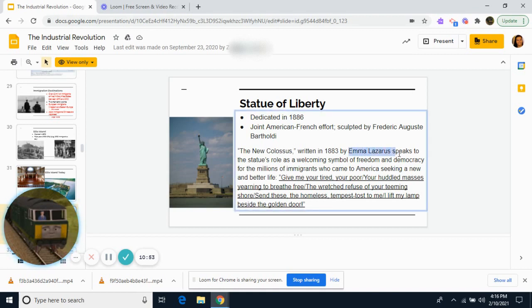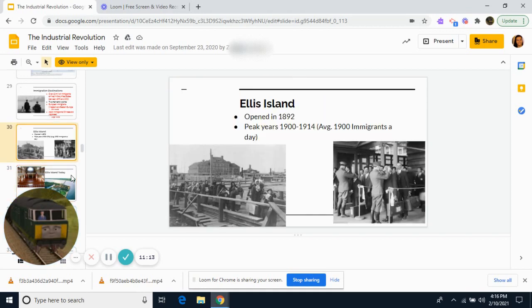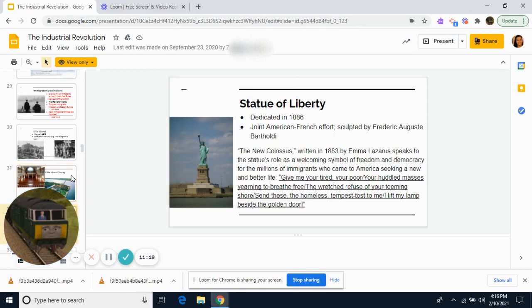I heard that name before. I know who Emma Lazarus is. I've seen her before. I heard of it when I was like 3 years old, I think it was like March of 2007. Yeah, I think I heard of that name before.